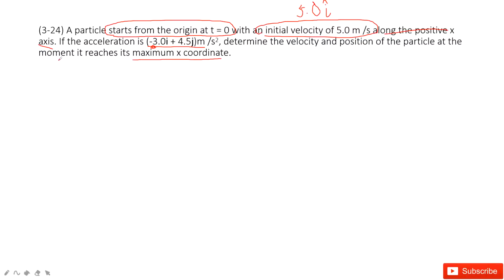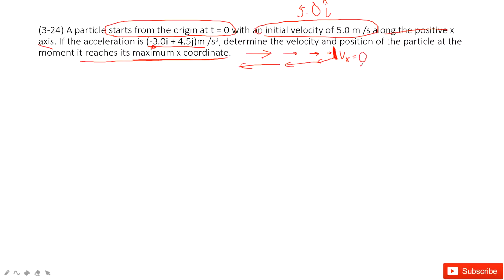x component. Now, question: when does it reach its maximum x component? So we can just consider the motion in the x component. We can see the initial is 5.0 meters per second. And then it slows down, right? Because the acceleration is negative. Slows down, then stops. After it stops, it accelerates backward. Do you agree? So there must be a point where it reaches the maximum x coordinate. When it reaches the maximum x coordinate, that means that Vx equals 0.